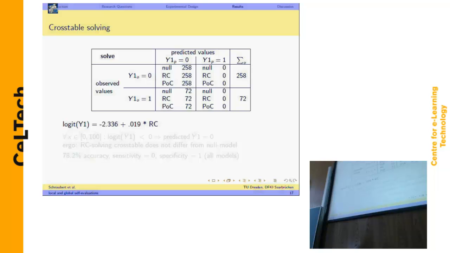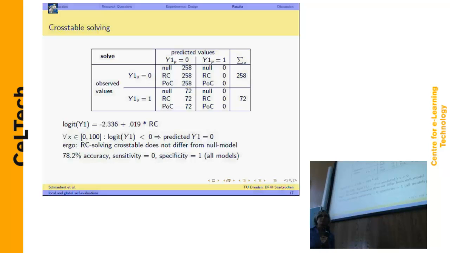If we look at the formula again, we can see the constant of minus 2.3 is quite high. And if we remember that the confidence scale was from 0 to 100, even if we take the maximum value of response confidence of 100, we still have minus 2.3 plus 1.9, which is still a negative value, which is still a prediction of a non-solve. So that's why the models here don't predict anything different, and the accuracy is 80%, but that's only because 80% did not solve afterwards.